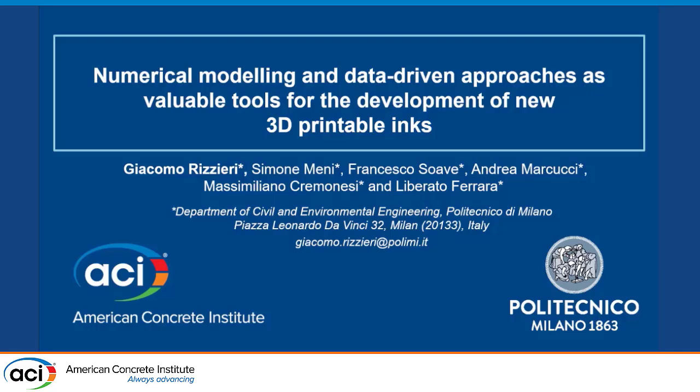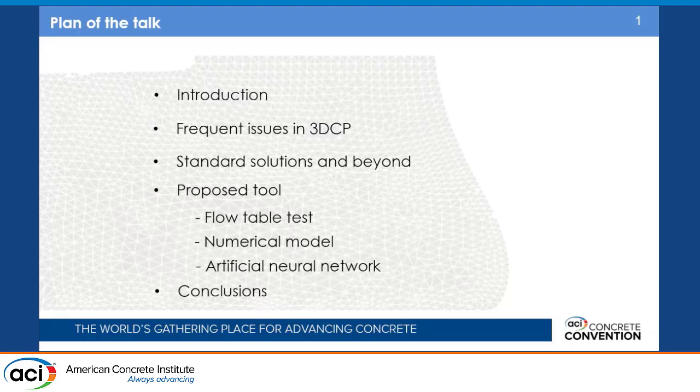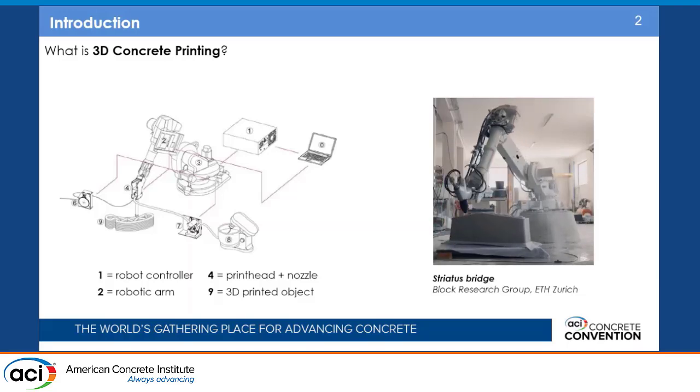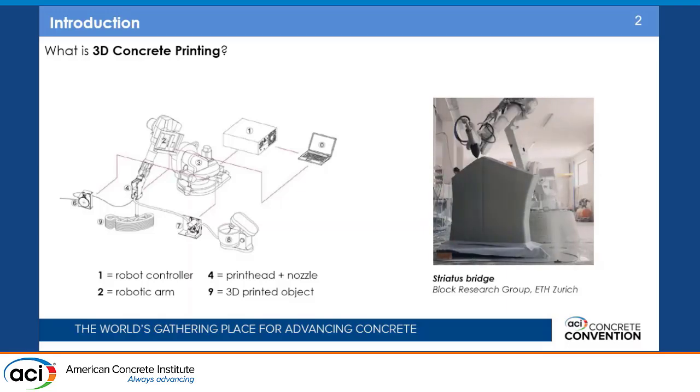Here in this work, we try to integrate numerical modeling and AI to get some enhancement in the field of 3D concrete printing. So I'll start with a brief introduction on 3D concrete printing. This is a very new technology which can help us to build also organic and complex shapes with a minimum amount of material, with maximum accuracy, in very fast times, and also minimizing human labor.